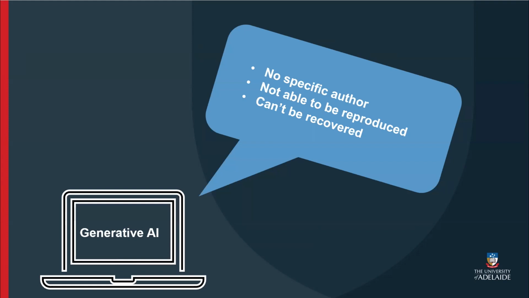And also, because that can't be reproduced, it can't be recovered. So unlike a published article, you can't go back and find the exact AI response unless you saved it. So these differences mean that referencing AI requires a bit more context, like the date that you used, the prompts you entered, and the platform that you used. And that's why we recommend using both citation and acknowledgement when AI has contributed to your work.